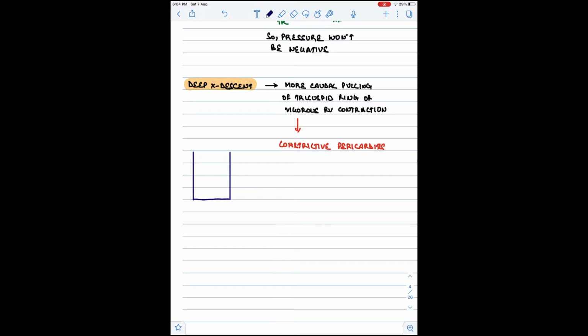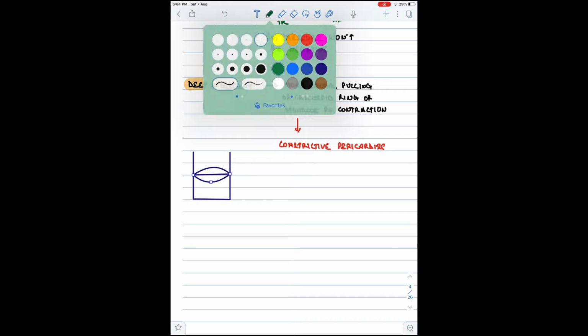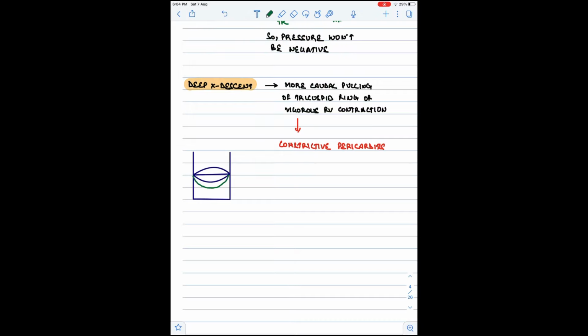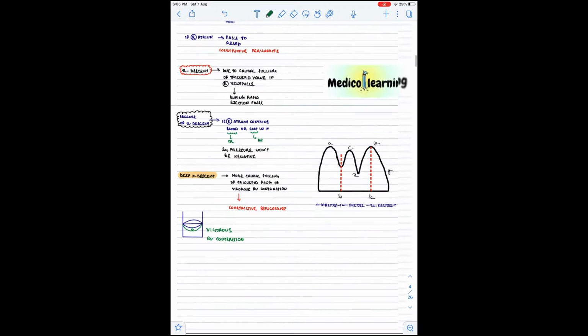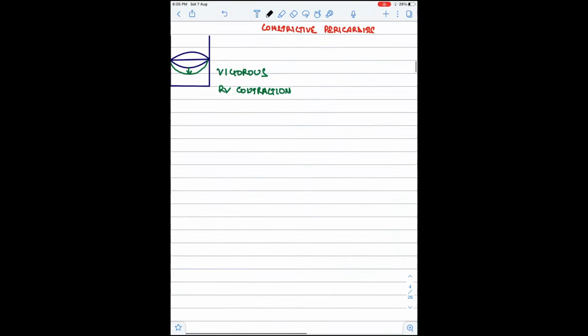So this is the diagram showing the more caudal pulling of the right ventricle. Because of the more caudal pulling of the right ventricle, the X descent is deep.